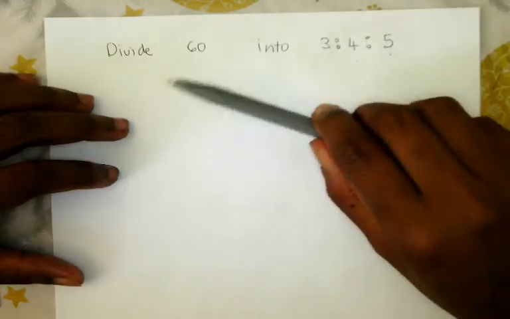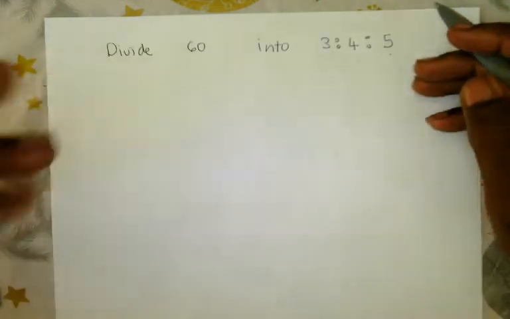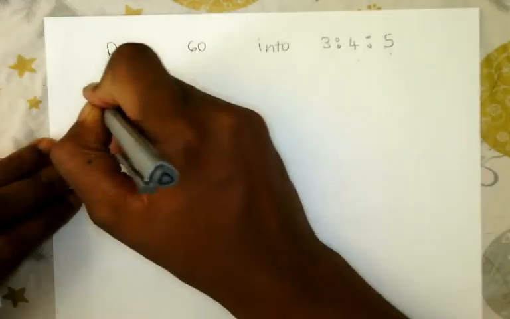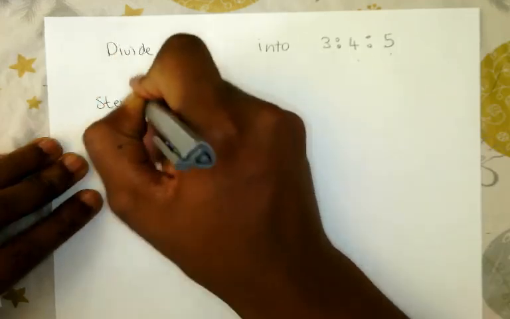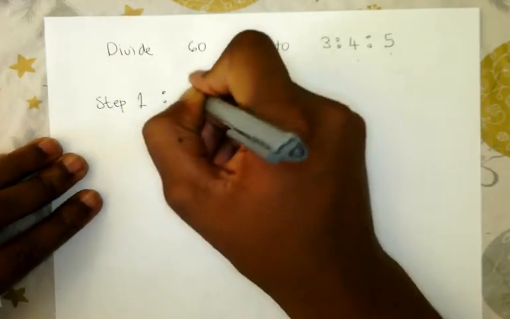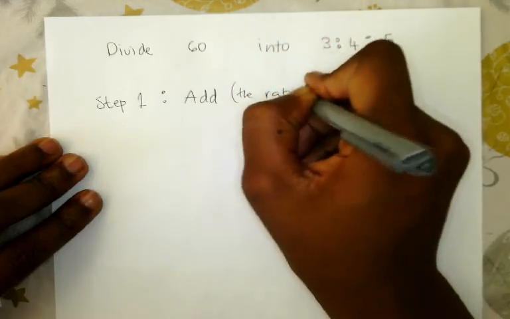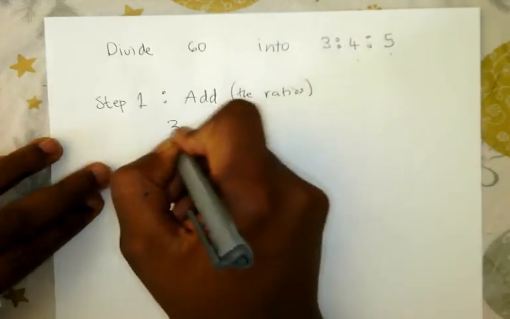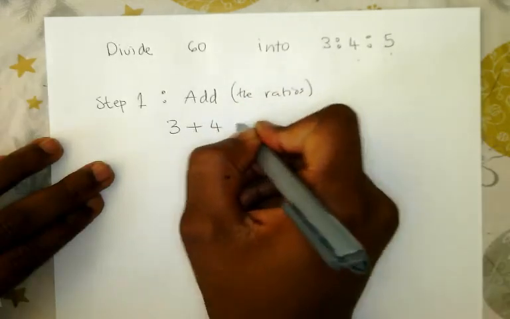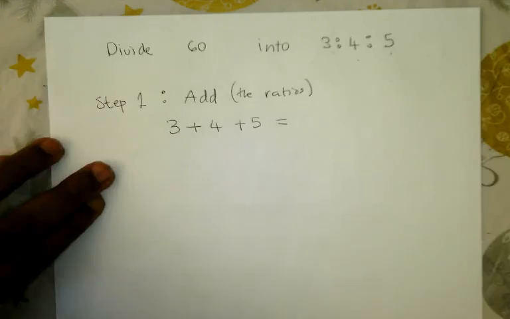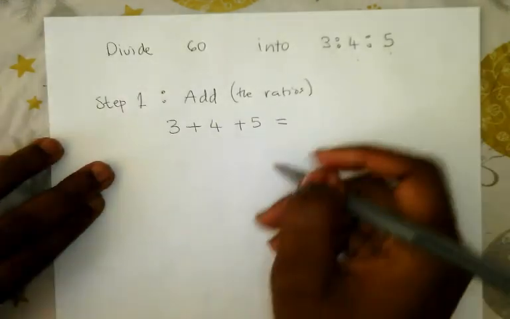So which method are we using? The Adam method. Step 1, we're going to do what? Add the ratios. So the ratio is 3 to 4 to 5. You just add them up as they are. So 9 plus 3 should be 12. Get a mark for that.